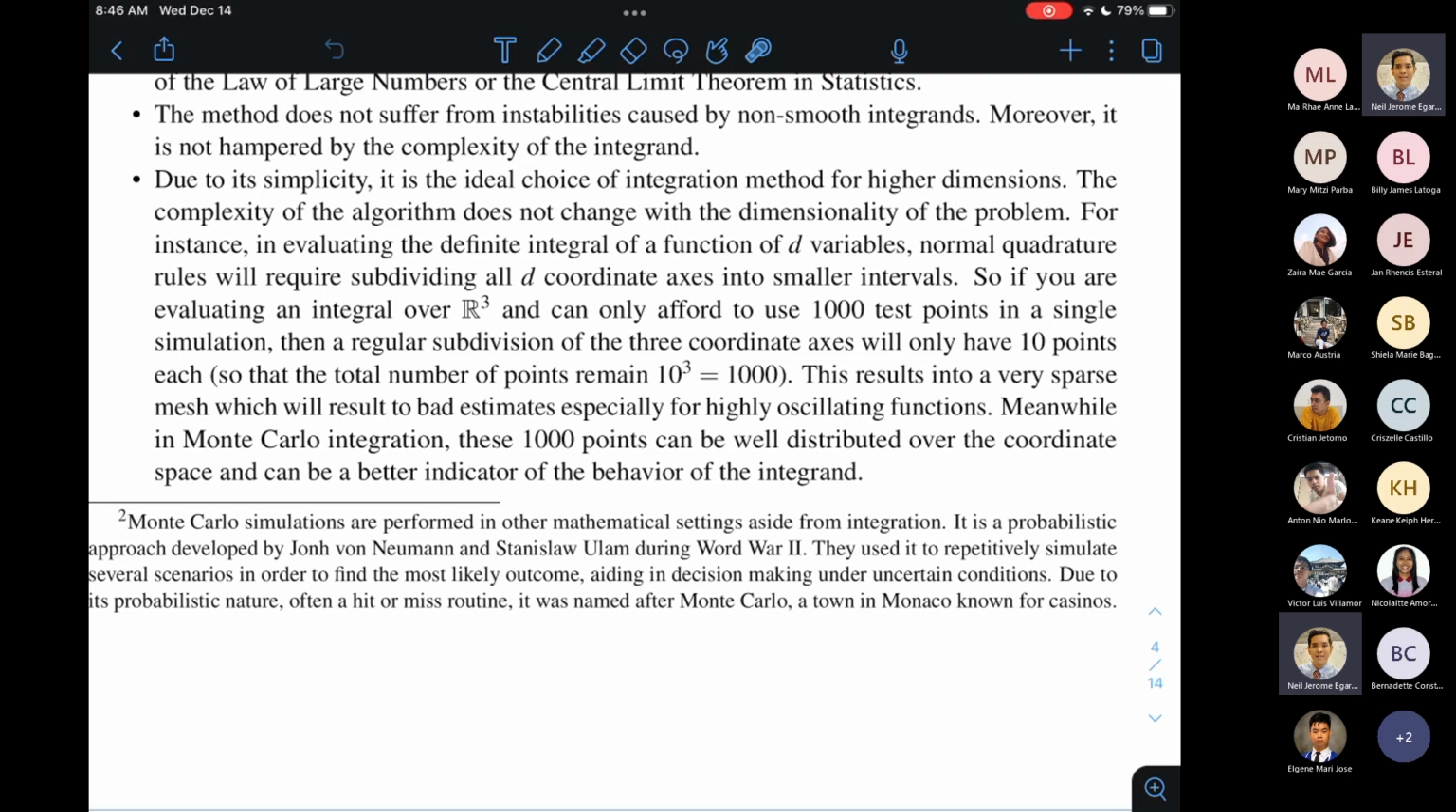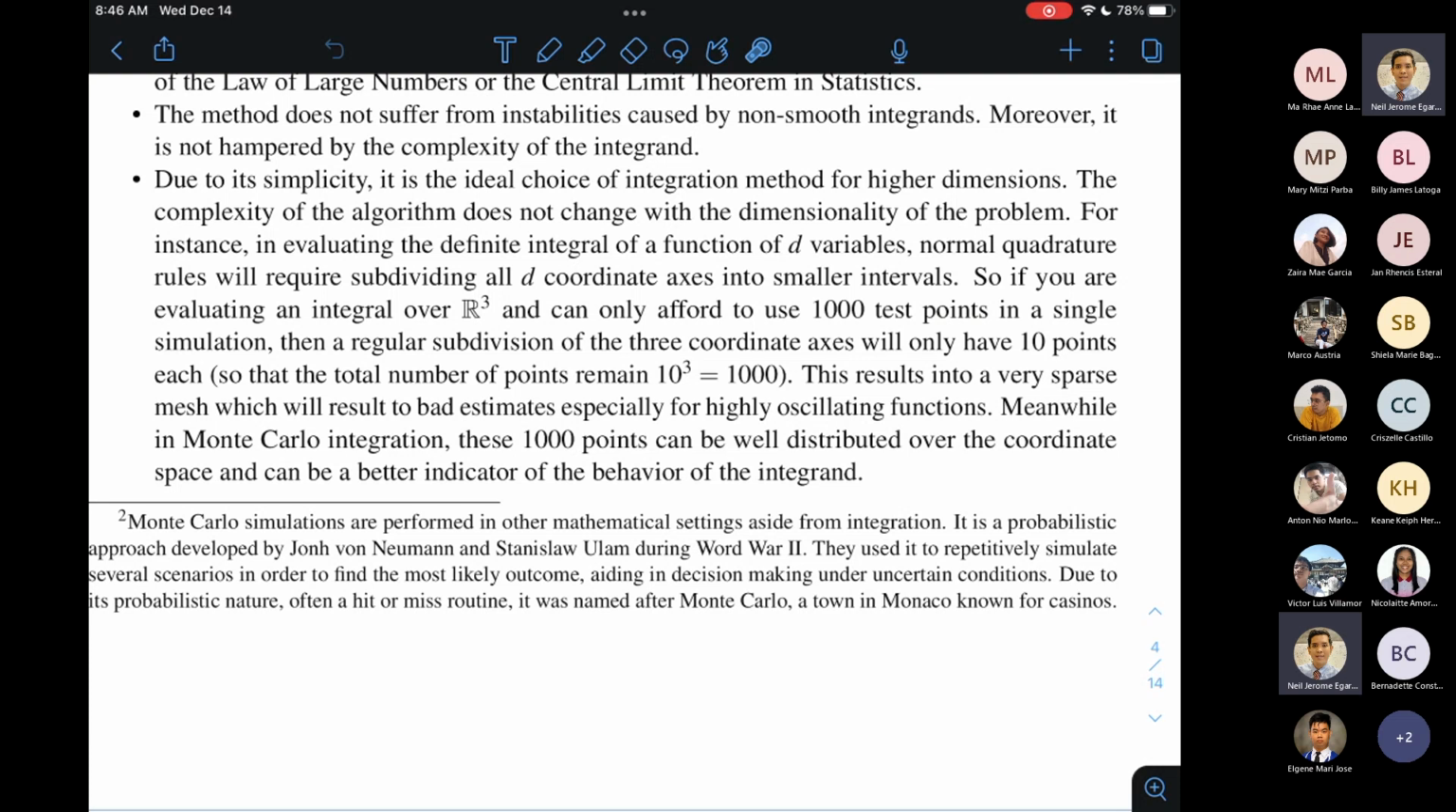Right? So, simple siya. And hindi masyado nakaka-apekto yung dimension ng problem. Halimbawa, i-compare natin to sa quadrature formulas. Yung quadrature formulas, napaka-dependent niya dun sa dimension ng problem. So halimbawa, you can only afford to use, say, 1,000 test points. So Monte Carlo simulation, it doesn't matter.